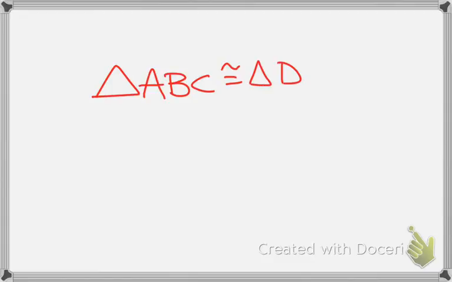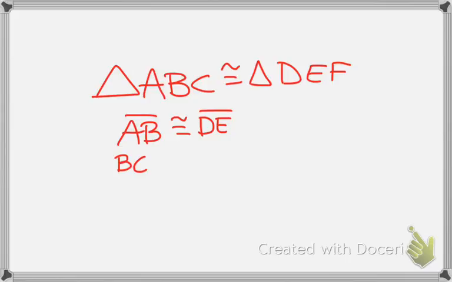Quick refresher. Do you remember back in section 4.2 when I gave you a triangle congruence statement? Triangle ABC is congruent to triangle DEF. And then I said, what are the 6 congruent corresponding parts? And you would say AB would be congruent to what? DE. BC would be congruent to EF.